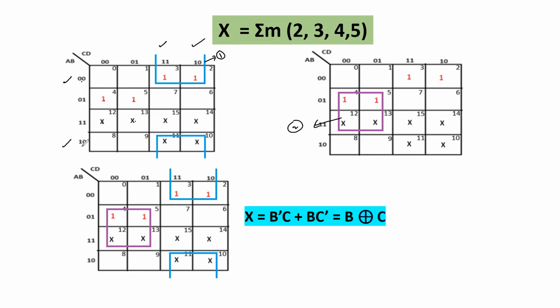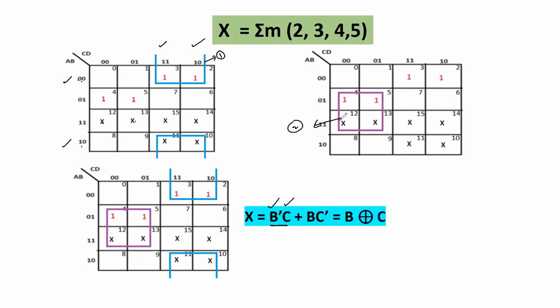Okay. In these two rows, A is neglected because it is having 0 and 1. A dash plus A equal to 1. B is 0, 0. Therefore, B dash is common. Next, vertically for C 1, therefore C is common. For D 1, 0, therefore D should be neglected. So, the corresponding product term for the first group is B dash C.